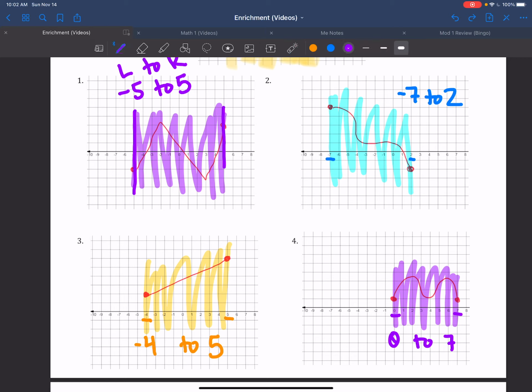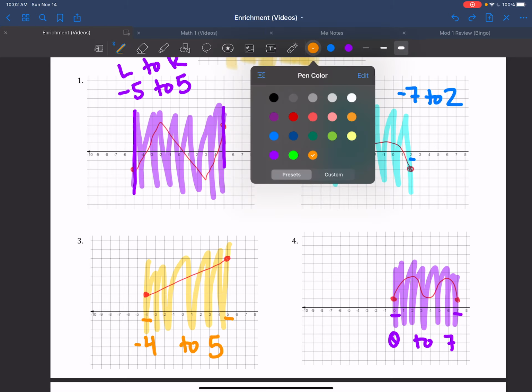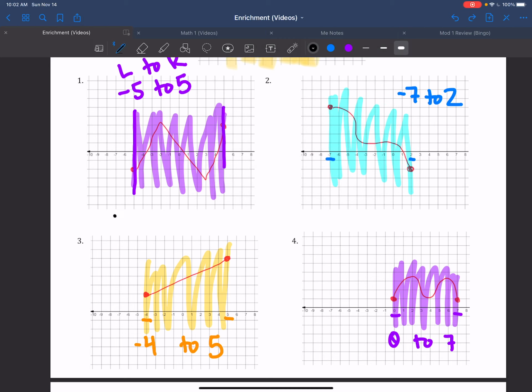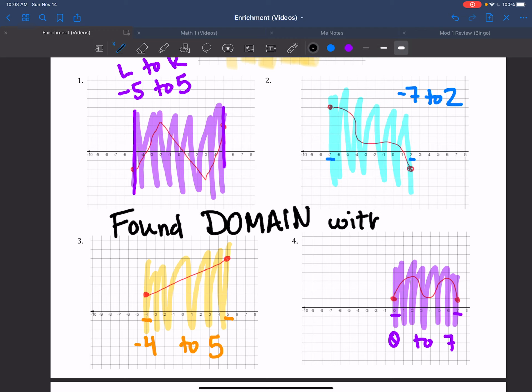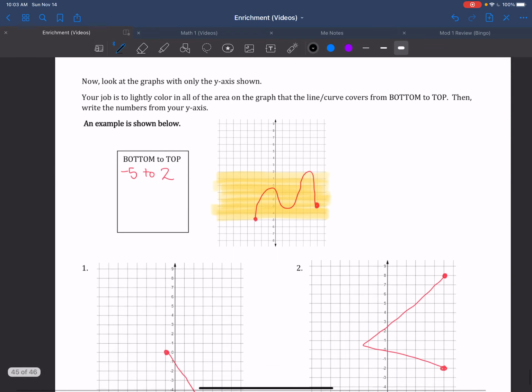Now what we just did, technically, is we found the domain. That's a new vocab word. We found the domain with the x-axis. That's what we just did. That's what this axis is called. It's called the x-axis, remember? And that's how you find domain. Domain is always with the x-axis. So now let's look at page 2.